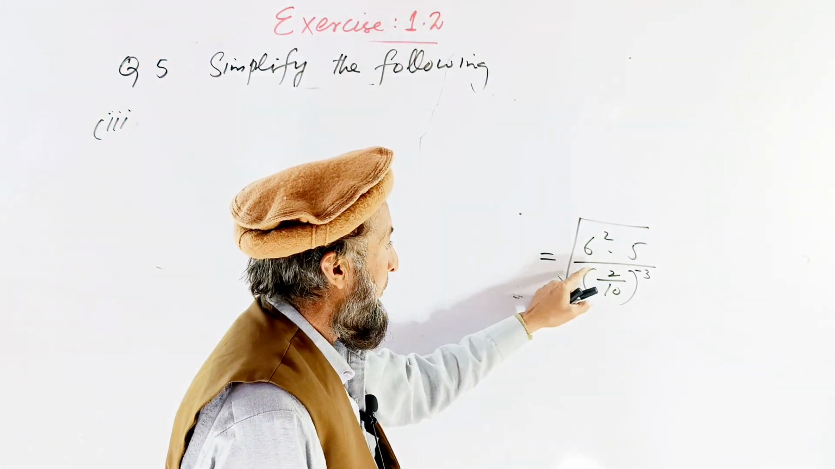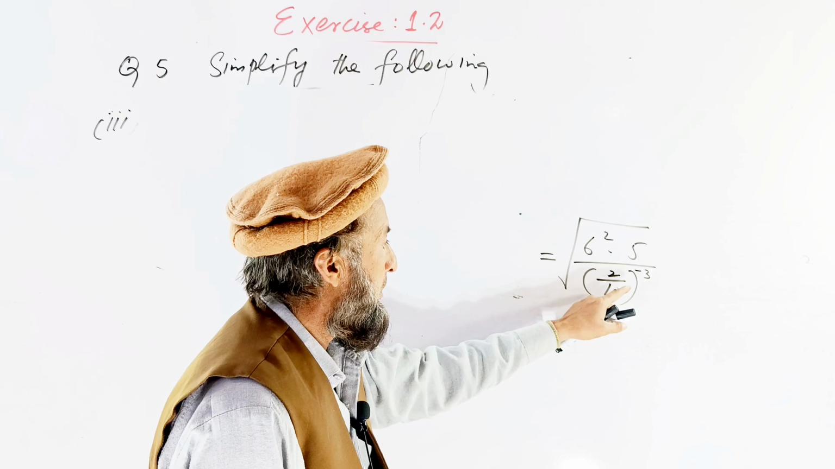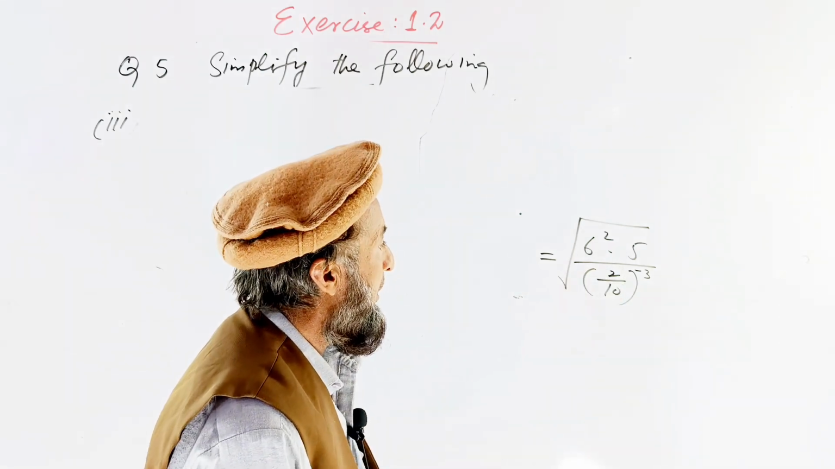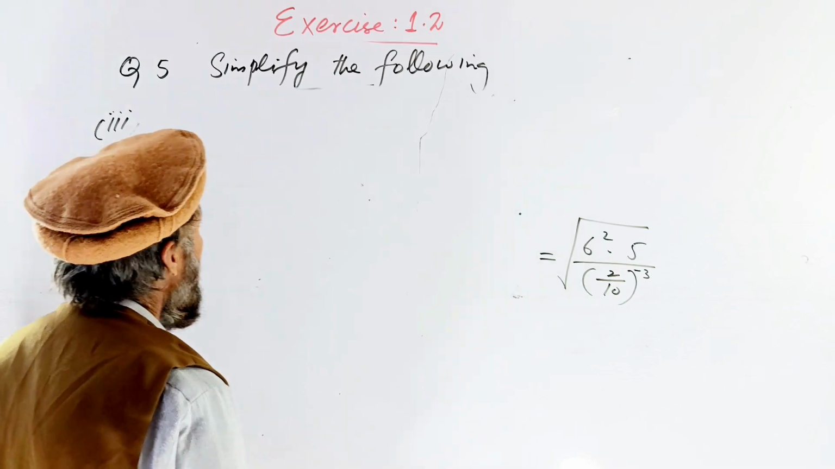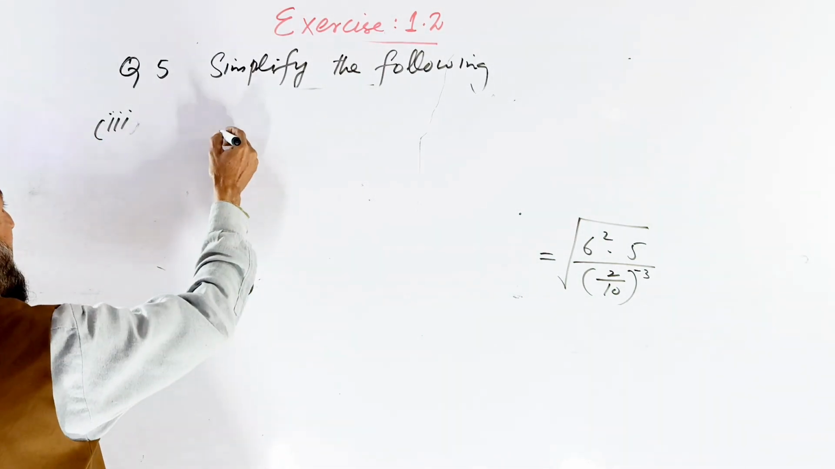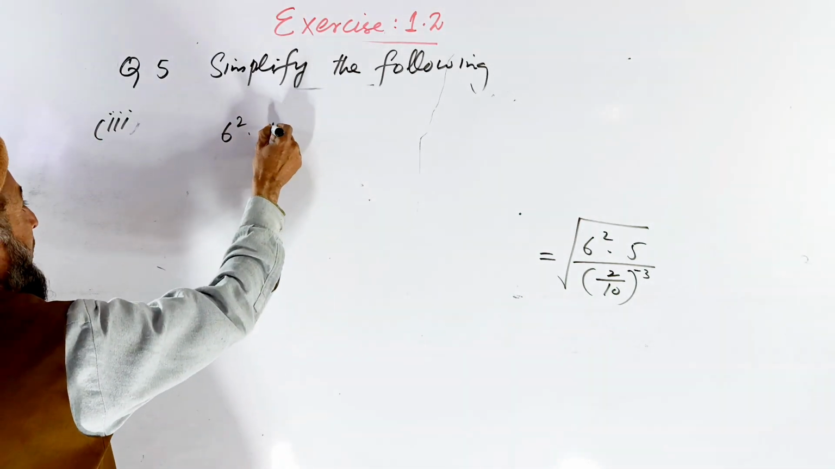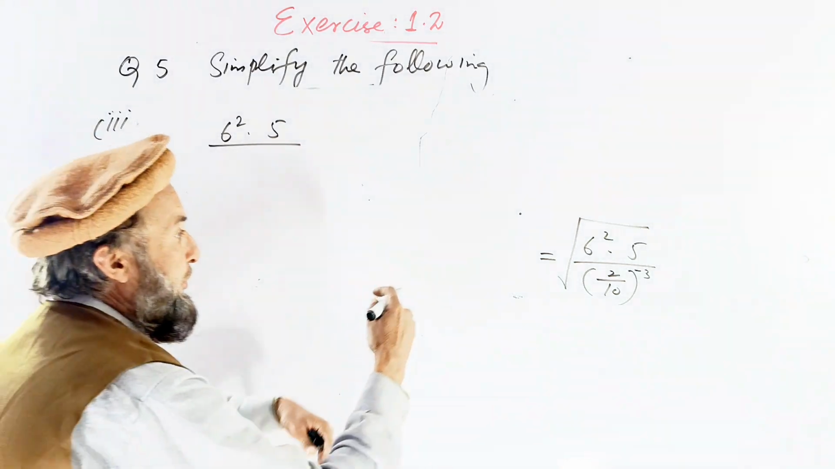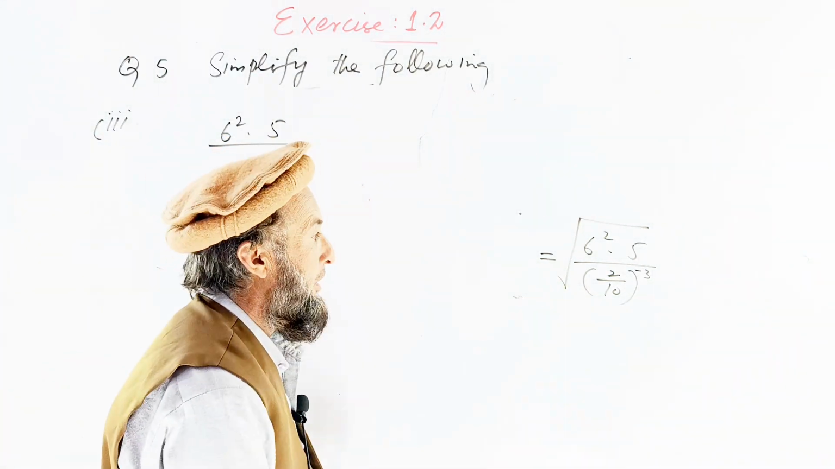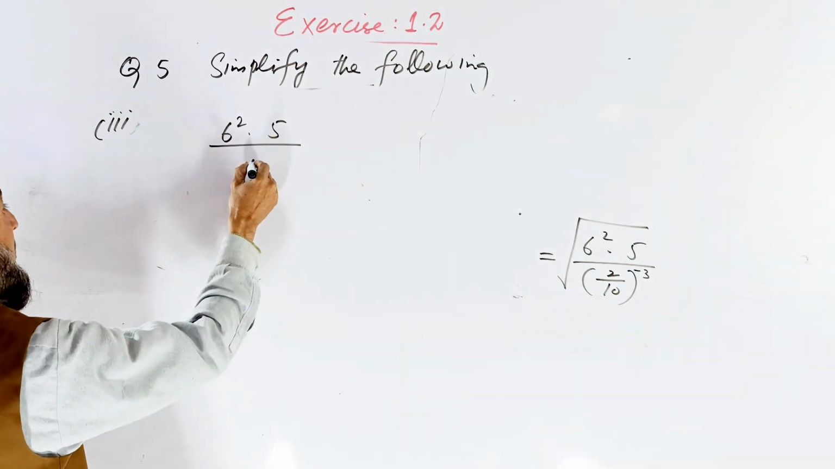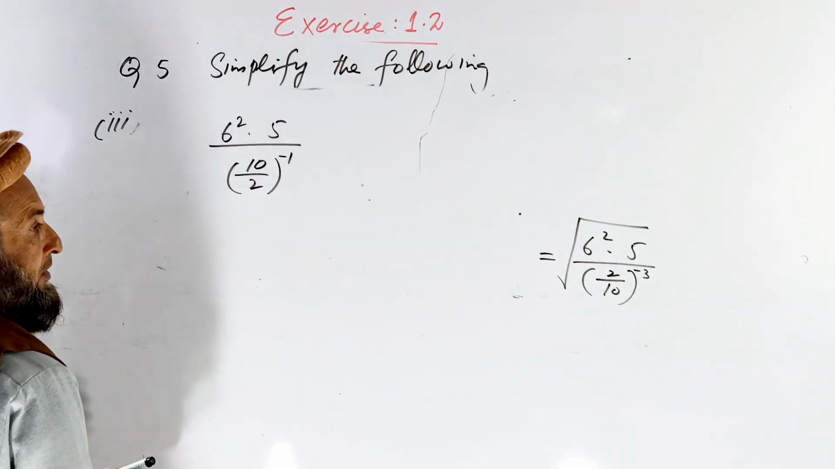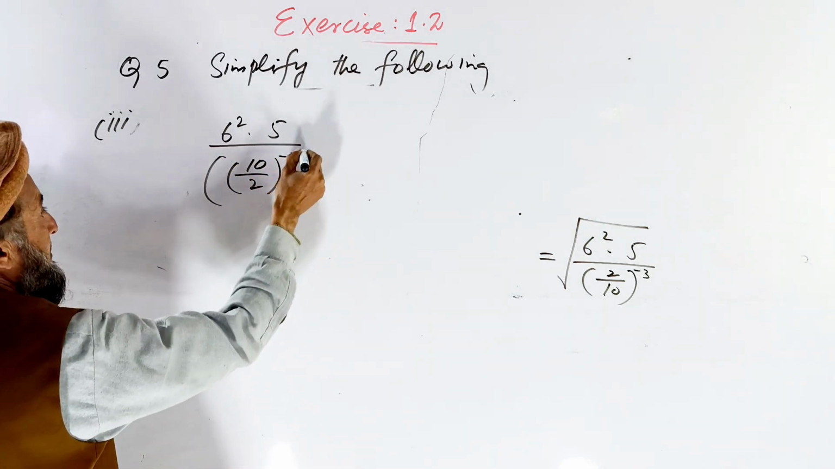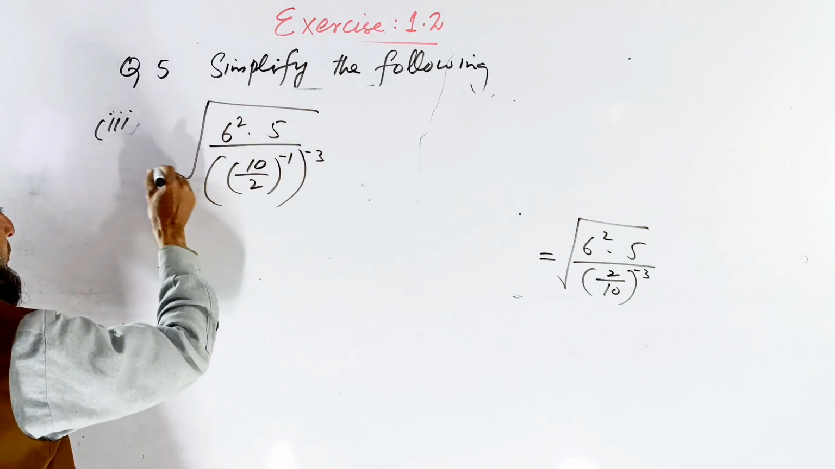5 divided by 2 divided by 10 whole power minus 3. How do we change this one? According to the rules, first here we can write 6 square into 5 divided by... if we change the denominator into the numerator, the power will also change. So we can write 10 divided by 2 whole power minus 1, and whole power is minus 3 square root.